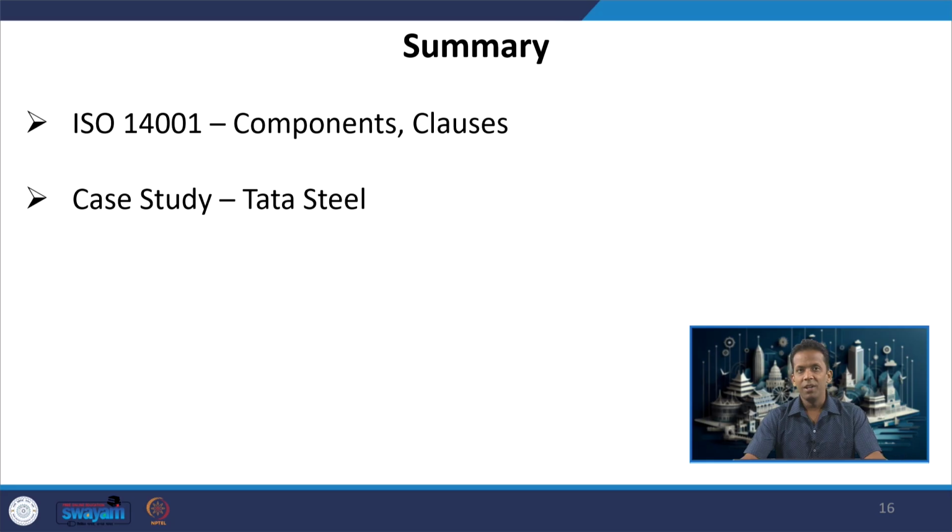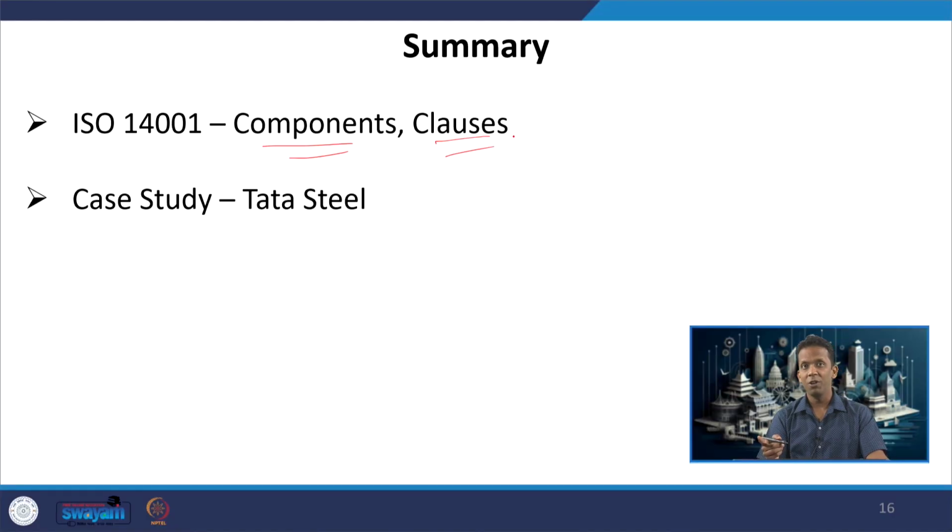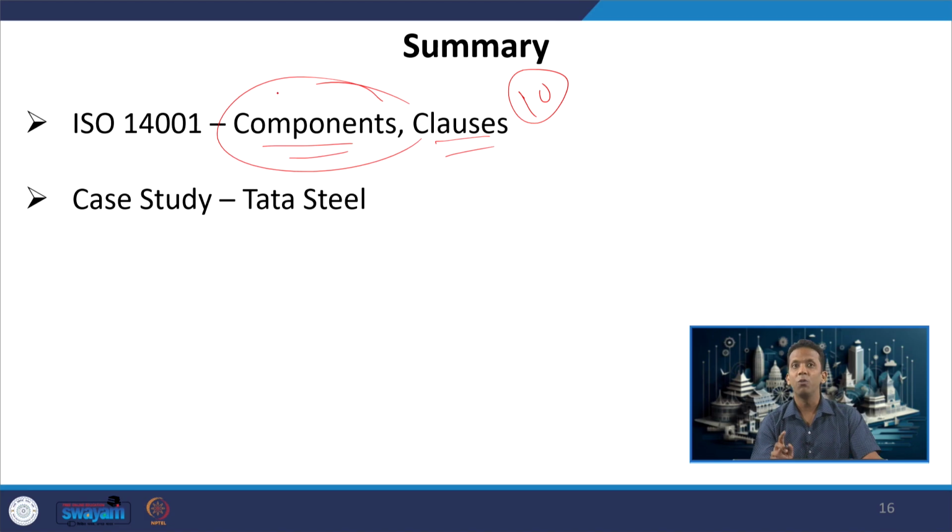So, to summarize, in today's lecture, while continuing with the ISO 14001 series, we saw the different components of ISO 14001, the most widely used EMS, and the clauses. How many clauses were there? 10 clauses, out of which the first 3 were related to the guidelines or background of the standard, and 4 to 10 were related to management based activity, which includes all the components of ISO 14001.